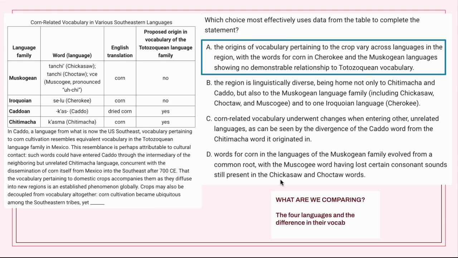So this is why I like A, because it shows how these two languages are different from these other two. They're not related to the same language family like these two at the bottom are. Okay, let's look at the other ones.